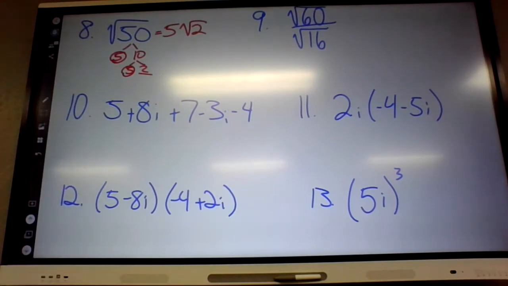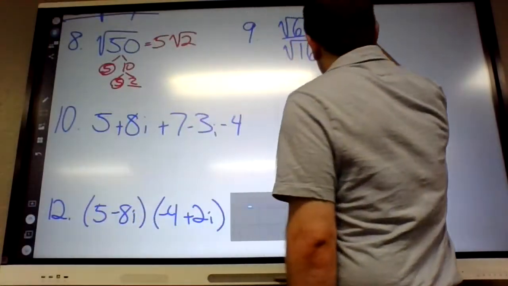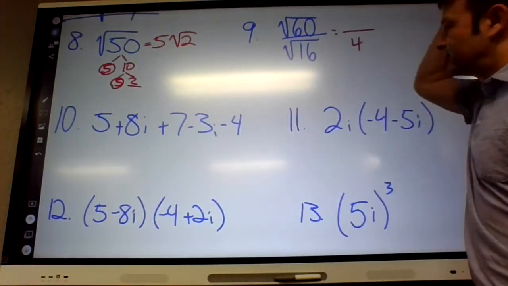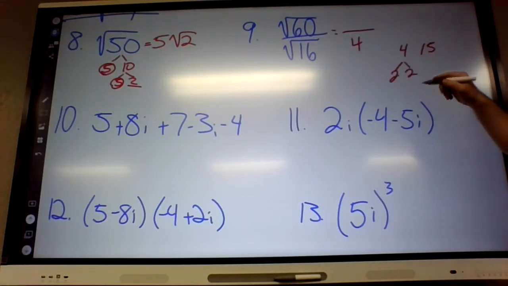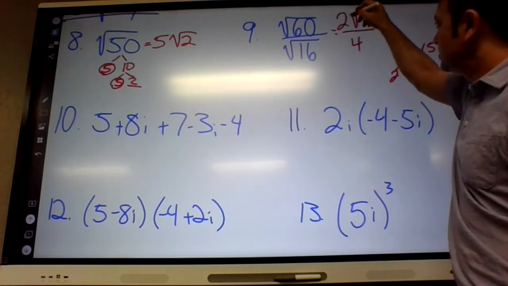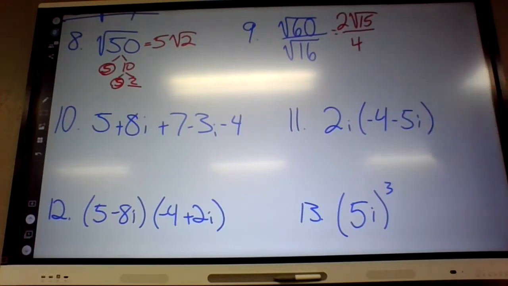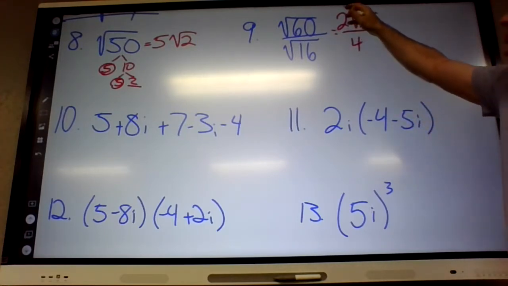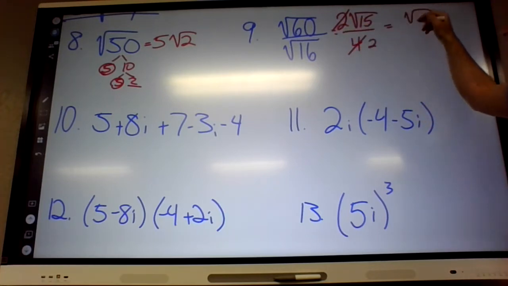On 9, you can reduce those at first, but you probably don't want to, because what's the square root of 16? 4. Square root of 60, 60 is like 4 times 15, so it becomes 2 square root of 15. 15 doesn't have any perfect squares in it, so it stays 15. And then the 2 and the 4 reduce. So it's square root of 15 over 2.